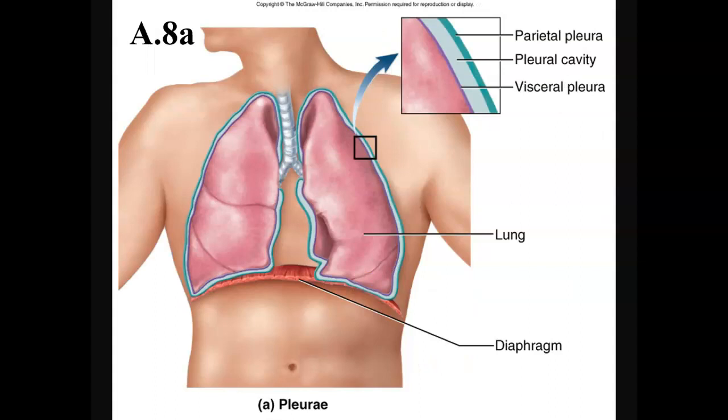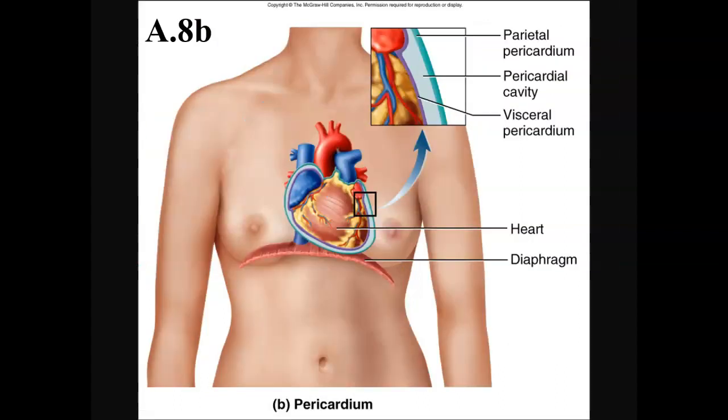Here are the lungs sitting in pleural cavities, surrounded by the pleura, which is the membrane around the lungs. Here's the heart surrounded by the pericardium and the pericardial cavity.